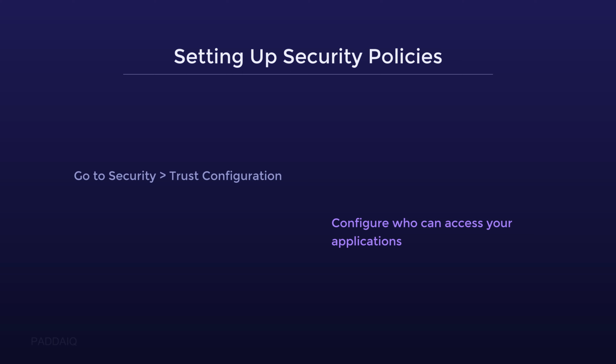Configure who can access your applications. This means defining user roles and permissions to control which individuals can use specific apps or data. For example, in a sales app, you might allow only managers to view sales forecasts while sales representatives can only update customer records. Properly setting this up ensures your business data remains secure and accessible only to authorized personnel.